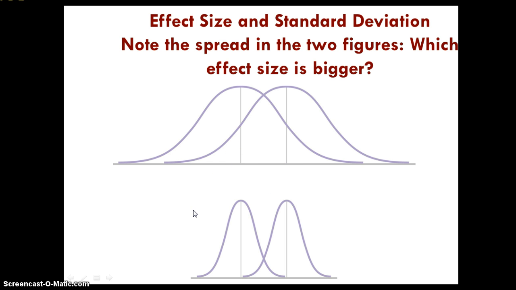So which of these do you believe would have a bigger effect size? If you said the bottom one, then you're correct. Because again, there's less overlap between these two distributions of scores. So here we see that we can detect this effect better.